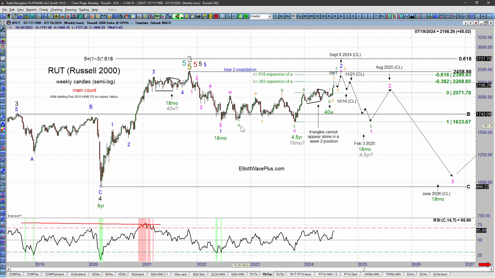W, and then A, B, C for X, and then an A, and here's the important part, triangle. This triangle happened during the entire first half of this year. Triangles cannot appear alone in a wave 2 position. So this isn't a 1, 2, 3, 4, 5. We're going to break out like some of them were talking until today. Now they're backing off on it.